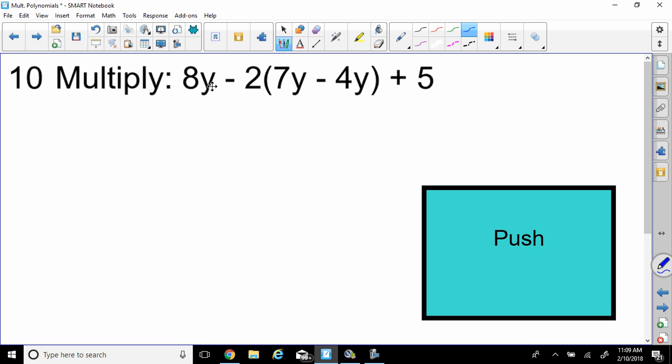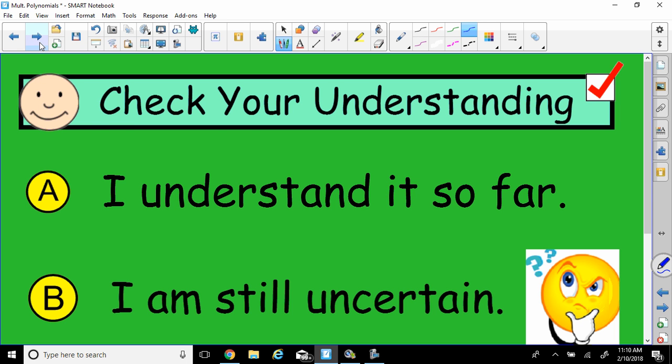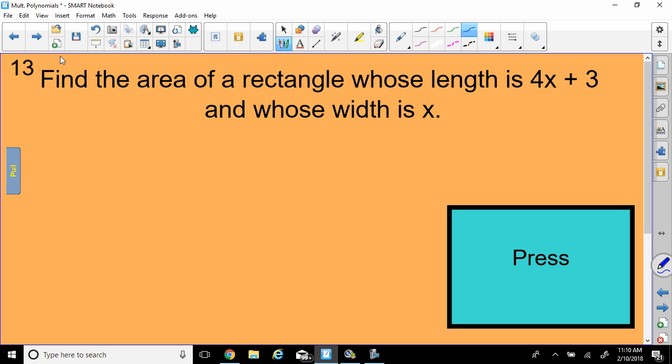Here's one that's similar to that, where you have to multiply 8y minus 2 times 7y minus 4 plus 5. So here's another one with fractions, you've got to distribute and then subtract. So you try that on your own. Bring in your questions. And here's a challenge-me problem I'd like to show to you. Find the area of the rectangle whose length is 4x plus 3 and whose width is x. Now we have a variable out there. And hopefully you remember area is equal to length times width.